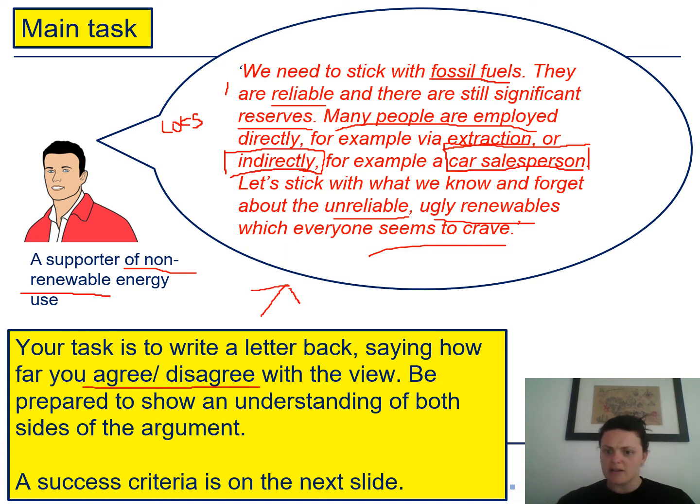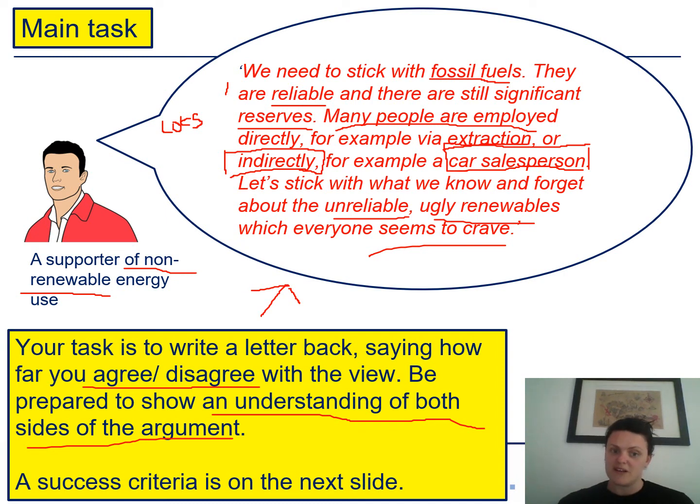So do you think he's right, or do you think he's completely wrong? Or is he somewhere in the middle? Now you need to show an understanding for both sides of his argument. Last lesson you started to do this when you were saying how far you agreed or disagreed with the statement from last week. So you need to write back saying whether you agree or disagree, but you need to show whether you understand both sides, whether you do understand where he's coming from and obviously why he's right or wrong. So on the next page, let's have a look at the success criteria.